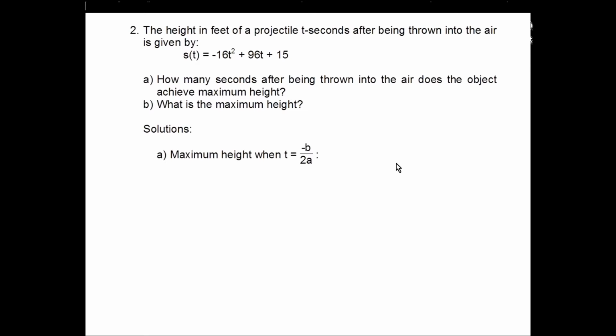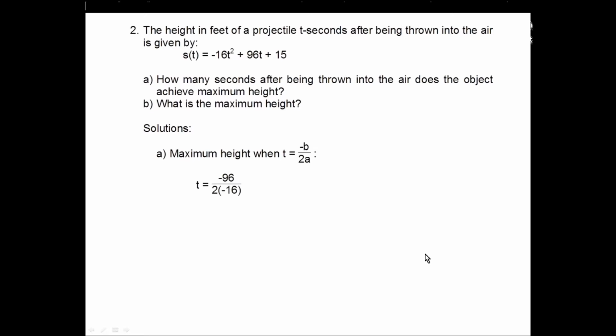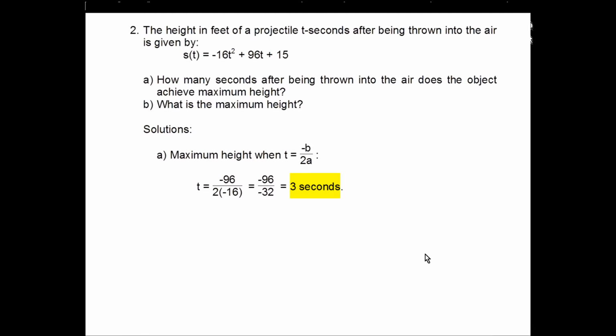Answer them in the order that we're doing them, though. So our solutions. The maximum height, remember, is going to be t equals negative b over 2a. So I've got a, b, c, so negative 96 over 2 times negative 16. So it's going to be negative 96 over negative 32, 3. So 3 seconds after you throw it into the air, it's achieved maximum height.